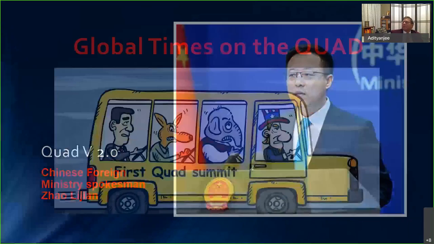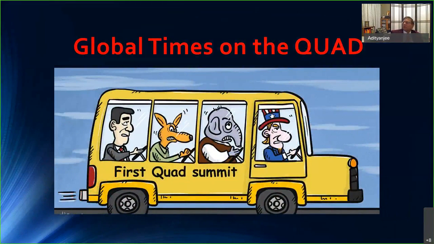At the same time, there were a number of articles in the Global Times. And this is a cartoon published along with an op-ed piece showing what Quad is, showing the United States in the driver's seat, followed by India, Australia, and Japan. First Quad summit. I think the critique has been scathing from China, if you rely on Global Times, which is generally the Chinese government's English language mouthpiece. Very harsh words have been written.